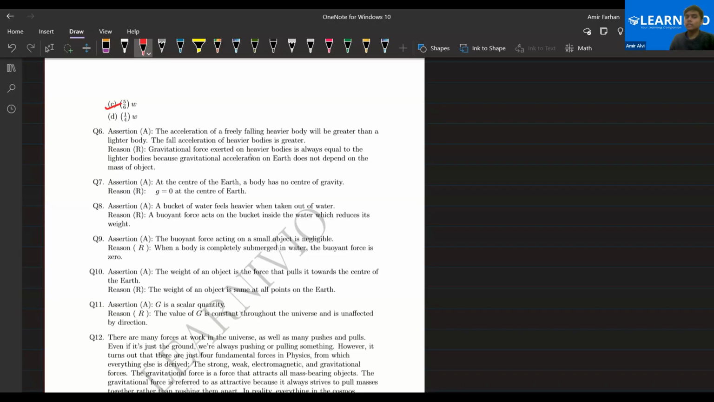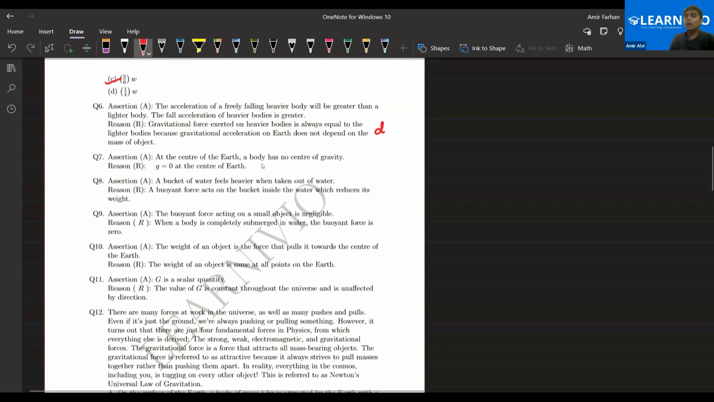The gravitational force exerted on heavier bodies is always equal to that on lighter bodies because gravitational acceleration does not depend on the mass of the object. Yes, the reason is right, but the assertion is false. So it would be the D option, because in option D the assertion is false, but the reason is true. Clear, all of you? Yes, sir.